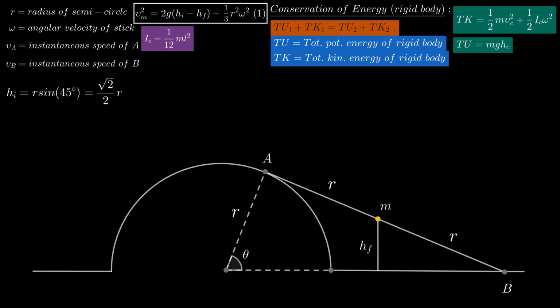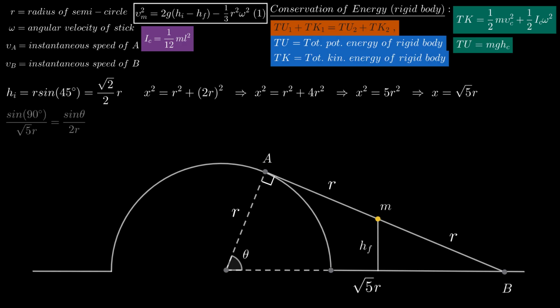So as you see here, this angle here is 90 degrees, and this side here is r, and this side here is 2 times r. Since we have at least 2 sides and 1 angle of this triangle, then we can find this angle here, theta. First we'll use the Pythagorean theorem to find the hypotenuse of this triangle, x, which is x squared equals r squared plus 2r squared, which is x squared equals 5 times r squared, which is x equals square root of 5 times r.